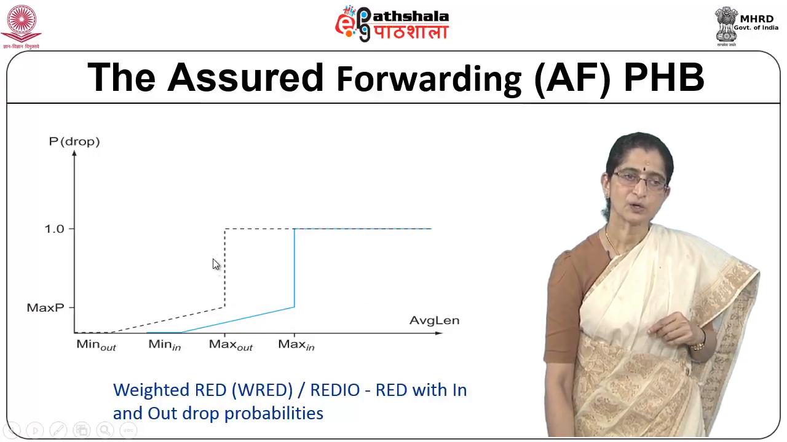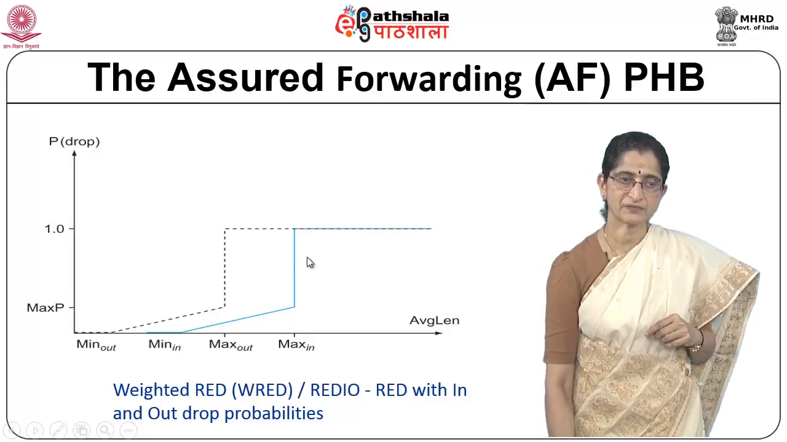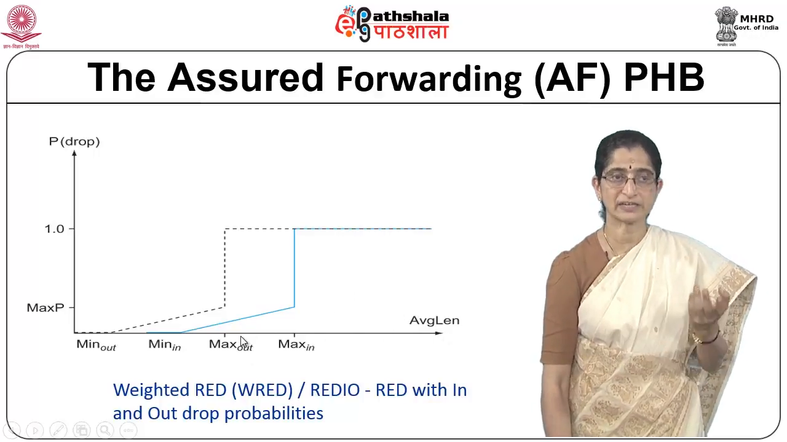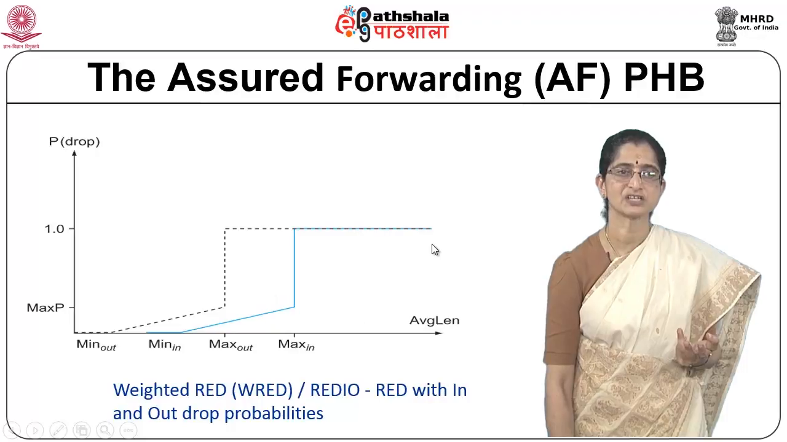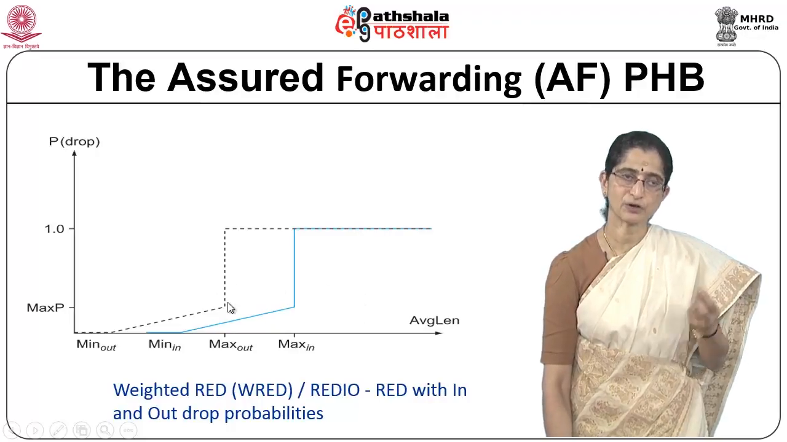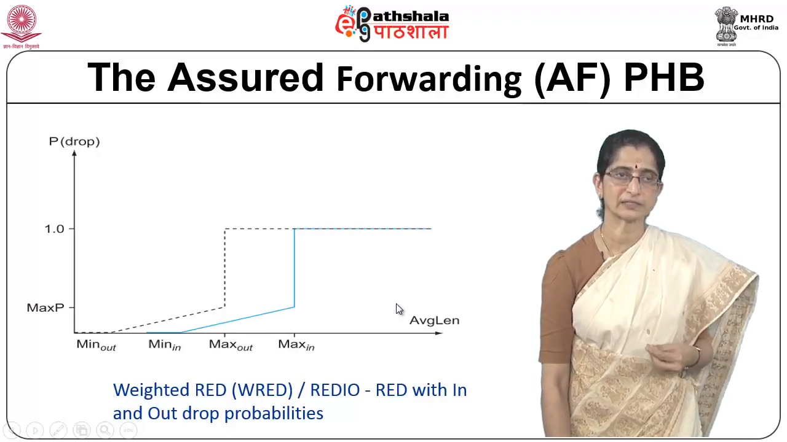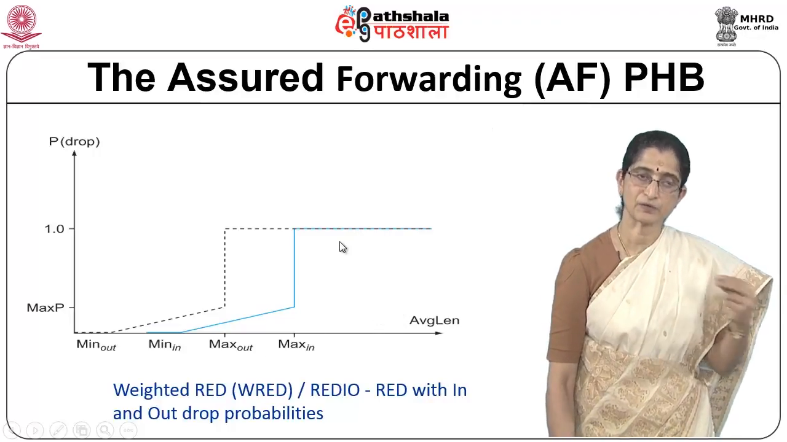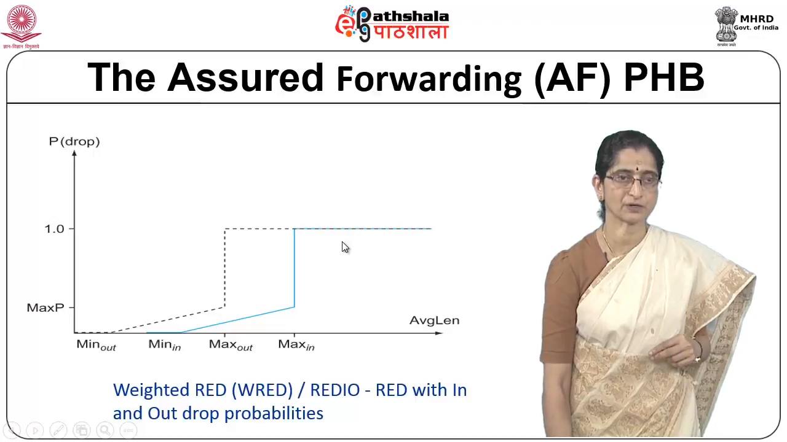So by having a different set of properties for the in traffic and a different set of properties for the out traffic. Similarly, if you have 4 different classes or 3 different priorities we talked about, you will have 3 such curves which define the characteristic for the 3 different drop categories that we talked about. So using this, assured forwarding will provide this differential service that we are talking about.